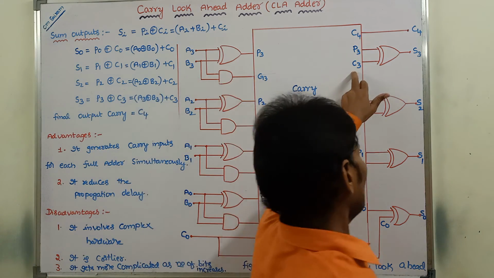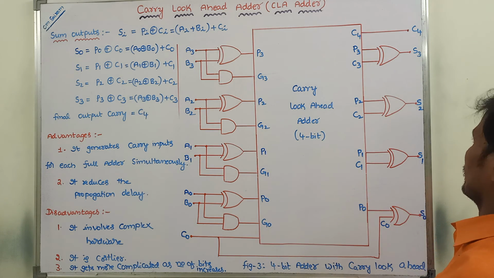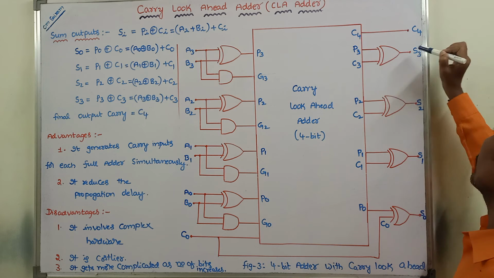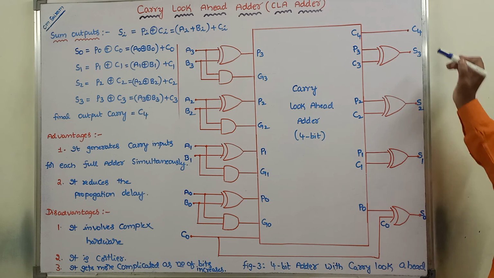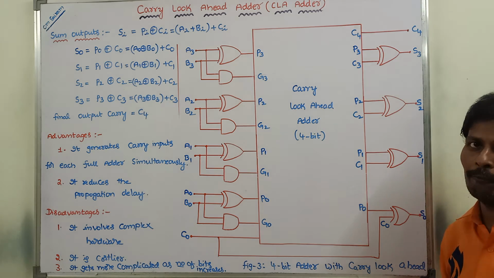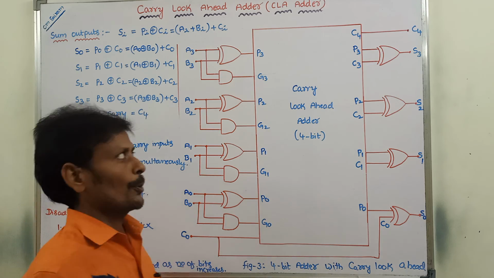It is already calculated previously. Please check once. So these two can be sent. We are getting the output S3. And the final carry output is C4. How to calculate C4? That is already calculated. So C4 is the final carry output.